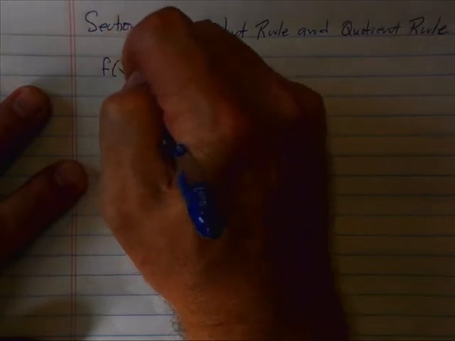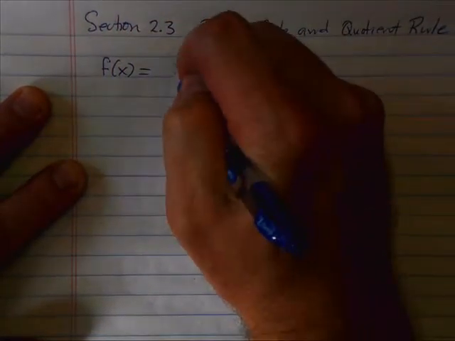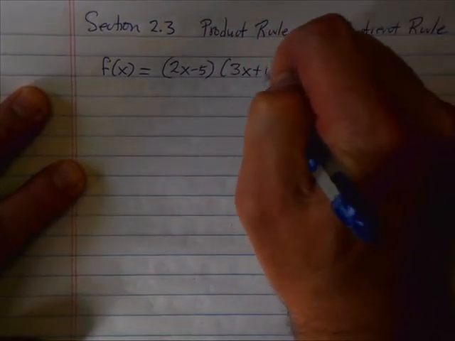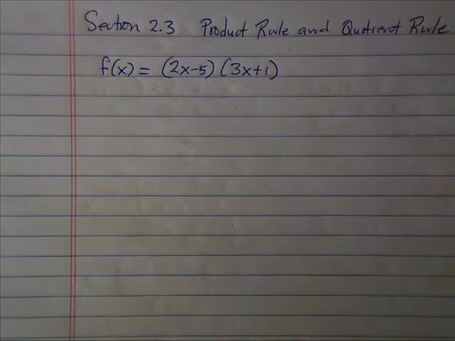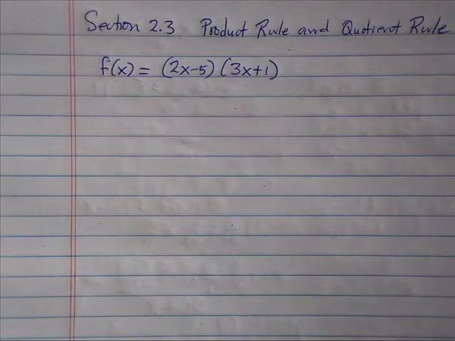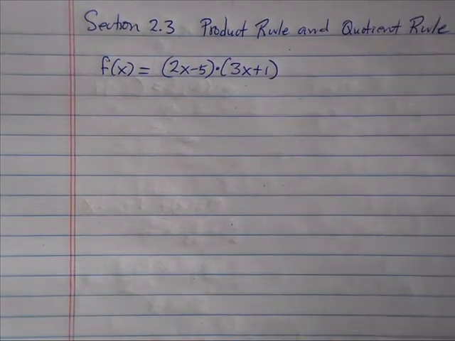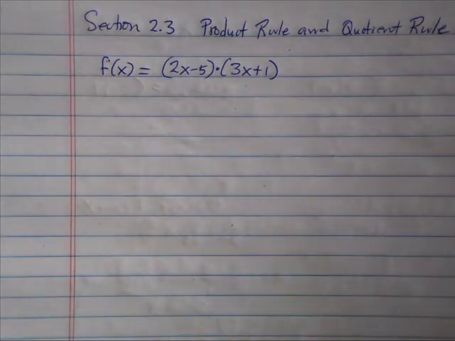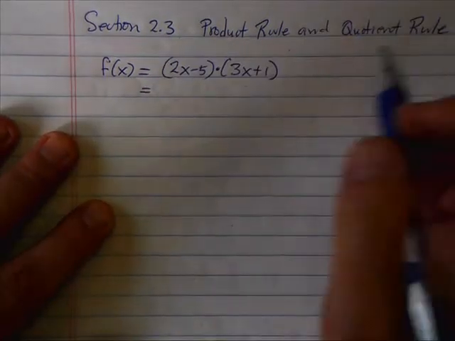The other day we had a problem, something like this. F of x equals 2x minus 5 times 3x plus 1. And we wanted to take the derivative of that thing. And we said, well, we can't right away because right now we have multiplication involved. We have an x times an x, and we don't have any multiplication rules. So what did we have to do the other day? We had to do some algebra. We had to do FOIL and expand it out.